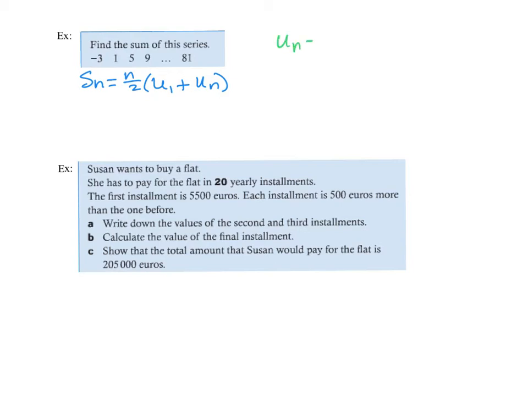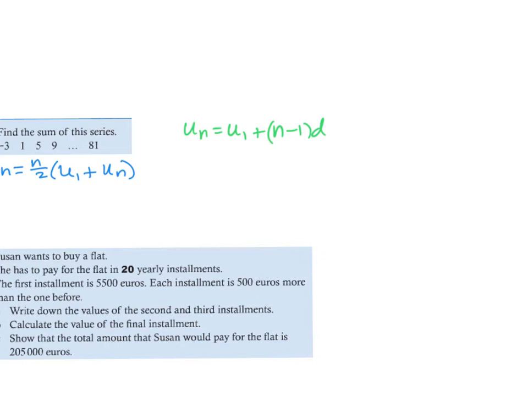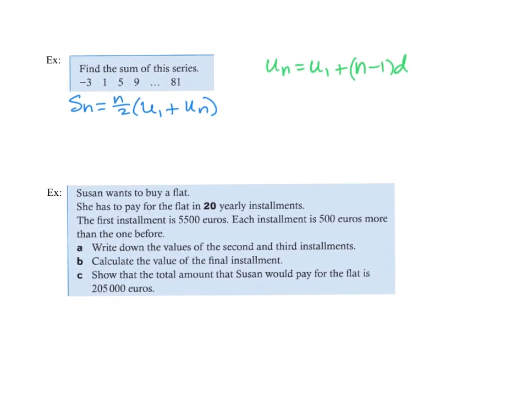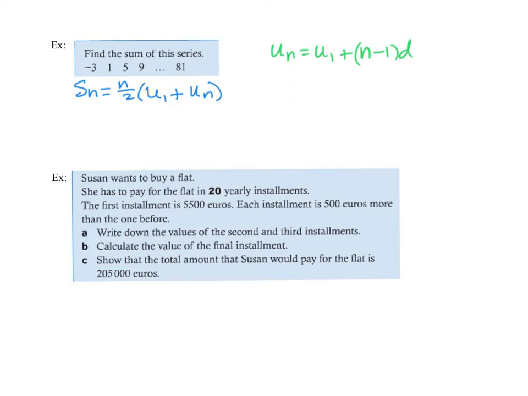U sub n is equal to the first term plus n minus 1 times the common difference. Okay, so in this formula, let's see if we know everything. We do know what the nth term is. The nth term is 81. We know the first term, it's -3. We don't know n, the number of terms, but we do know the common difference. So that leaves just one unknown, n.